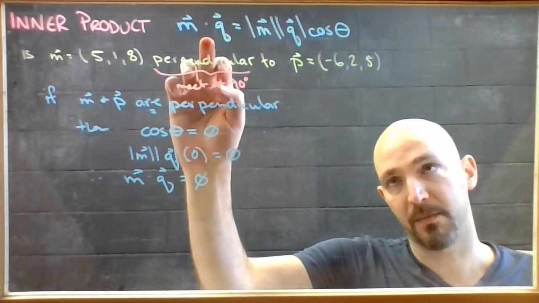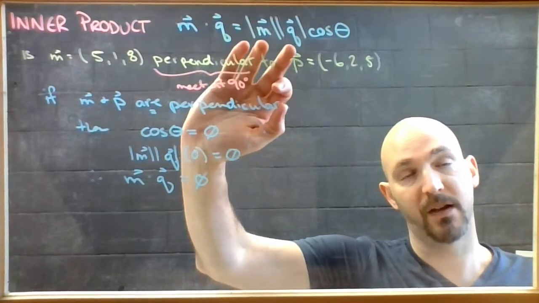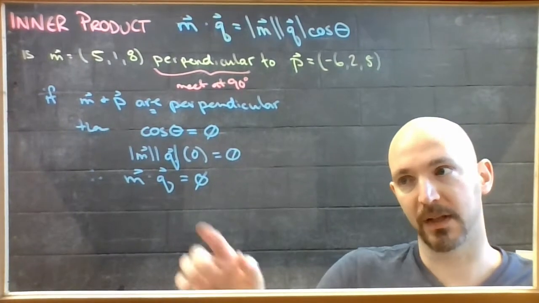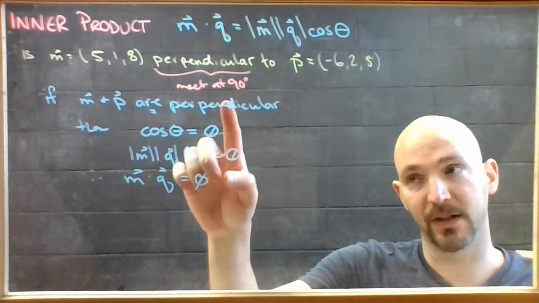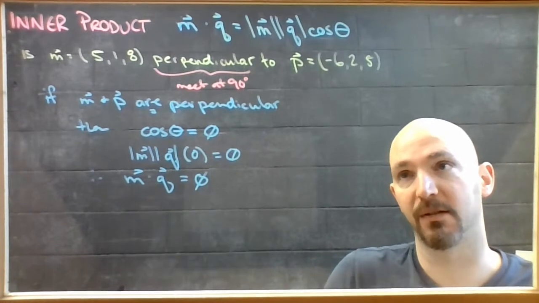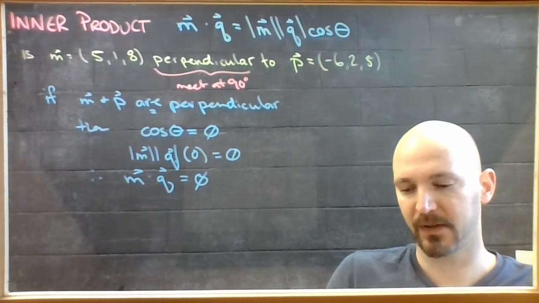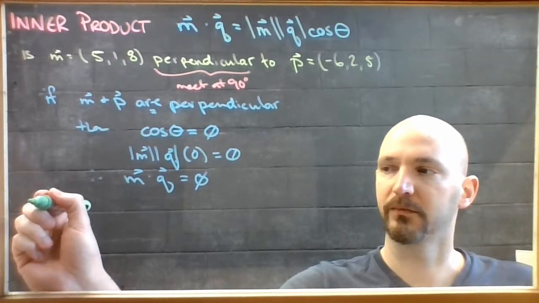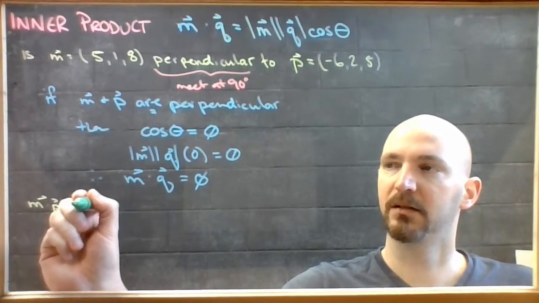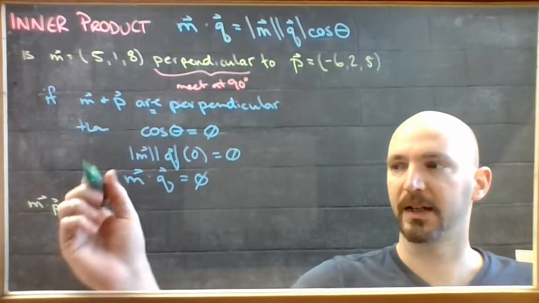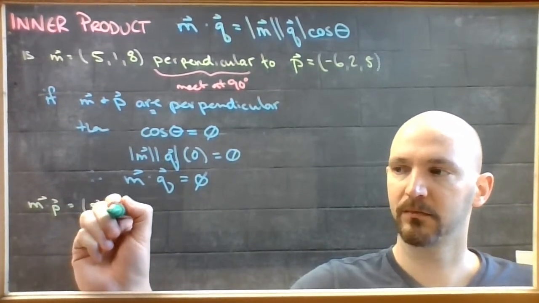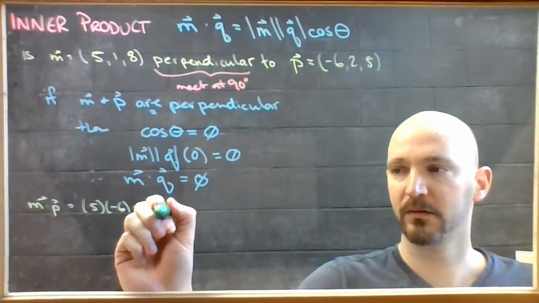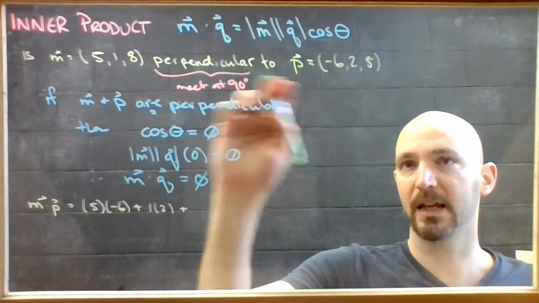So because the dot product is giving you the magnitude of one vector times the magnitude of the other multiplied by the cosine of the angle between them, if that angle happens to be 90 degrees, then this thing is going to zero out on you. So let's give that a try. Let's just see what M dot P is. M dot P would be 5 multiplied by -6 plus 1 times 2 plus 8 times 5.